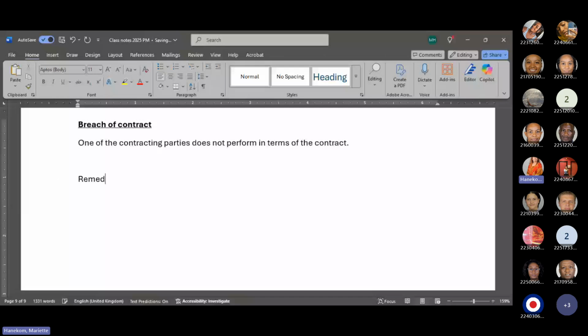What are remedies? Remedies is like a cough remedy, a medicine, something that the court will allow to the innocent party. It's a legal means of protecting the parties' rights.